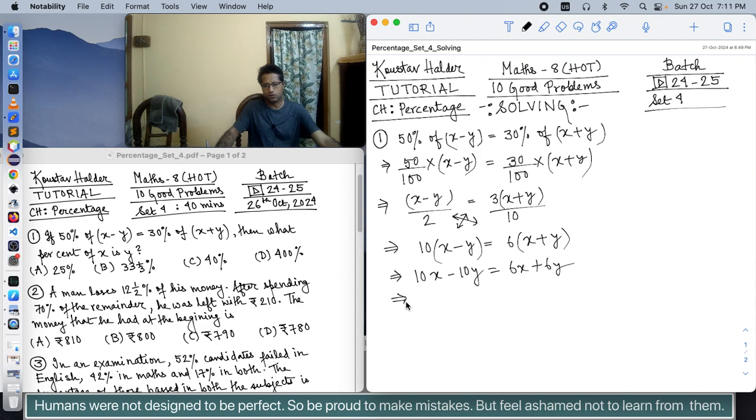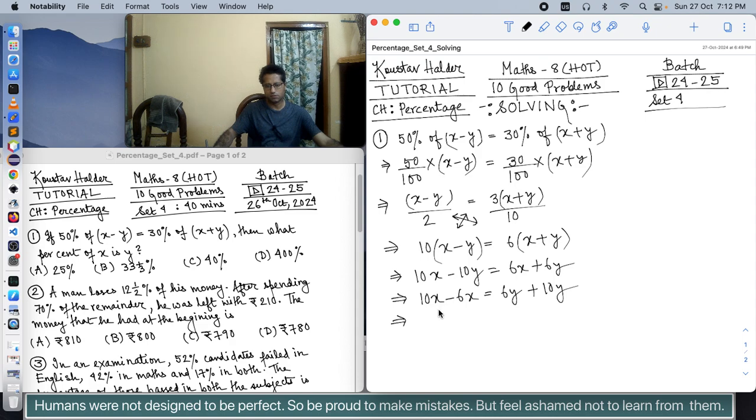Now I need to find a relation between x and y. Particularly, I want to find x divided by y, x by y, or x is to y. Because if I can find x by y, I can then calculate what percent of x is y. So I will bring all the x terms to the left hand side and all the y terms to the right hand side, and I get 10x minus 6x is equal to 6y plus 10y.